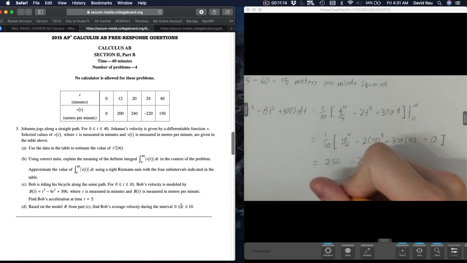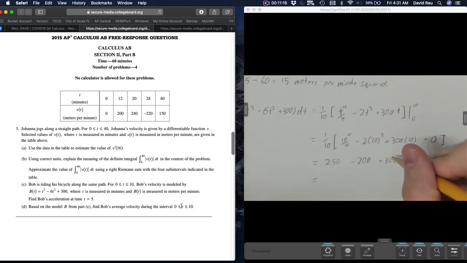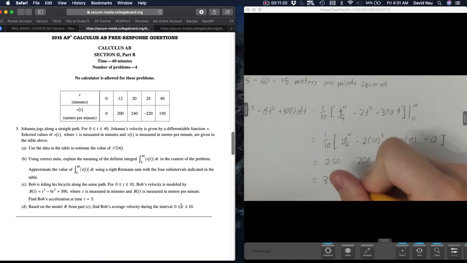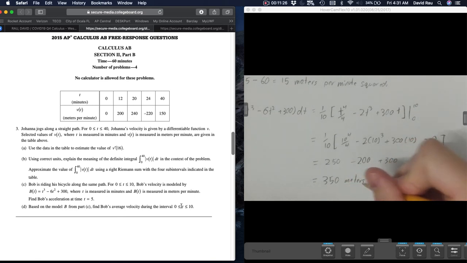So we end up with, what is that, 50? So 350 meters per minute is the average velocity from t equals 0 to t equals 10.